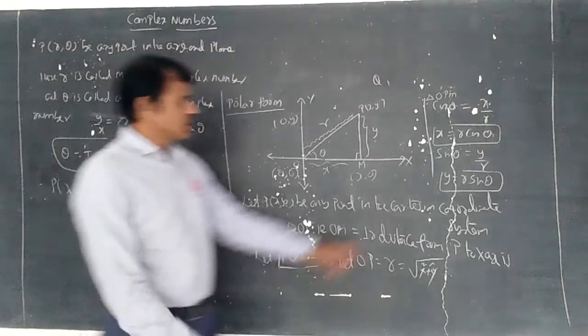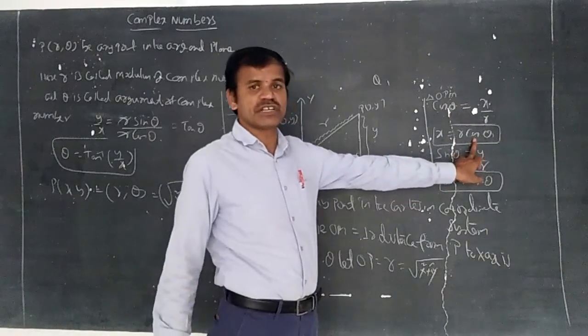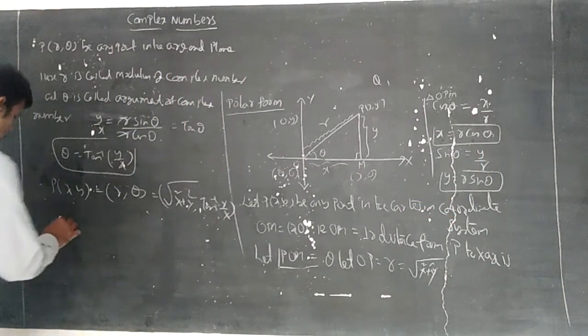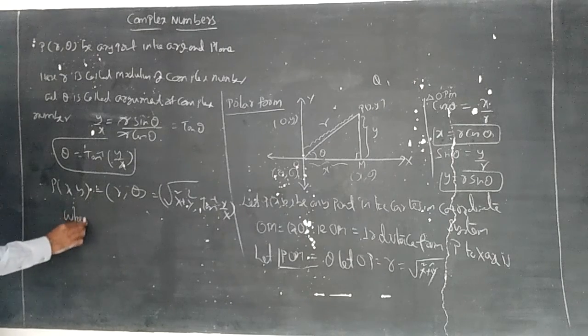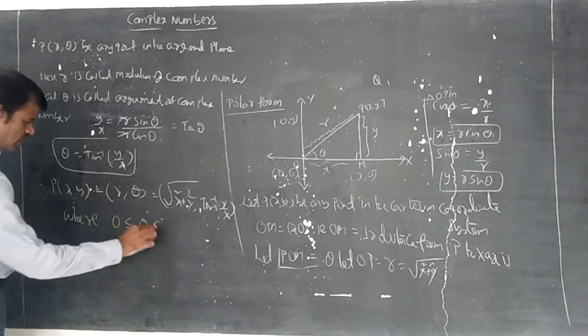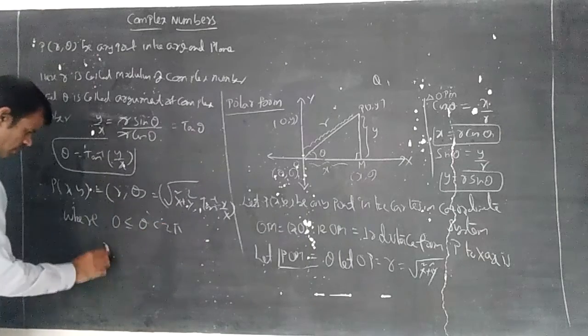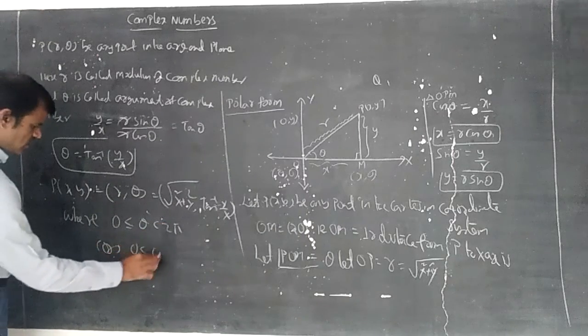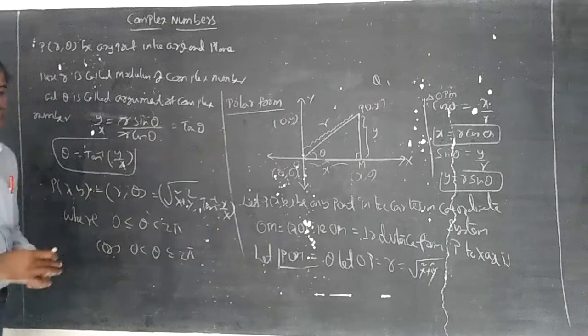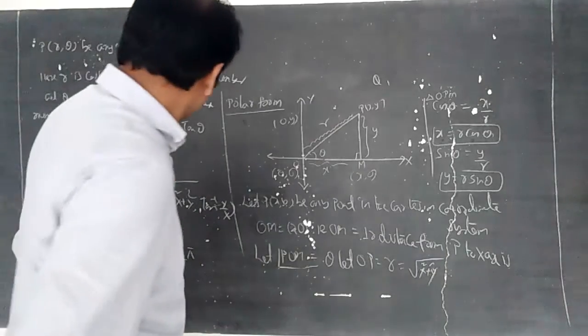But you can understand here x is equal to r cos theta and y is equal to r sin theta. Here we can get the argument where 0 less than or equal to theta less than or equal to 2 pi. It is nothing but rotations, 4 rotations.